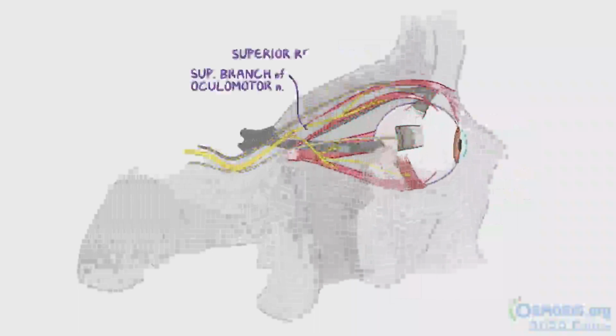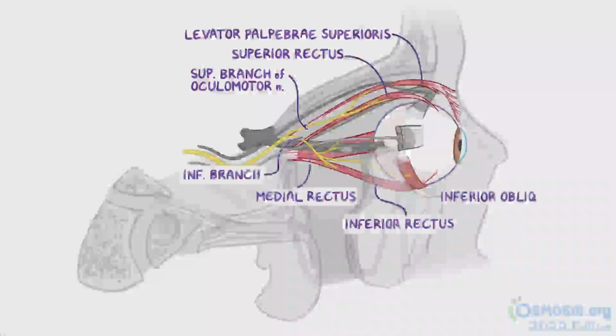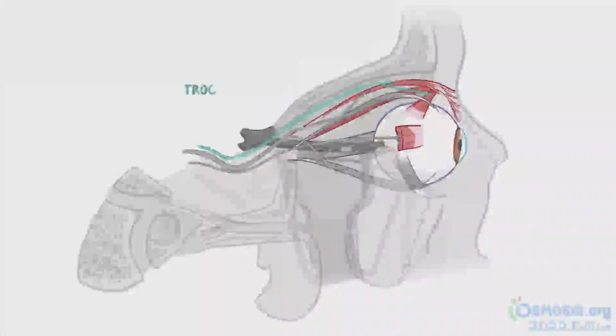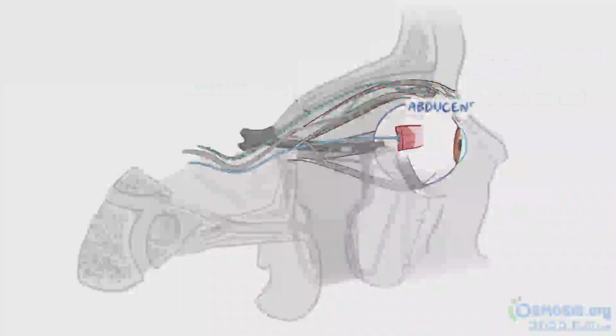Once inside the orbit, the superior branch of the oculomotor nerve goes up to innervate the superior rectus and the levator palpebrae superioris. The inferior branch runs downwards and divides into 3 branches to innervate the medial rectus, the inferior rectus, and the inferior oblique. The trochlear nerve runs medially above the levator palpebrae superioris to innervate the superior oblique. The abducens nerve runs laterally to innervate the lateral rectus.